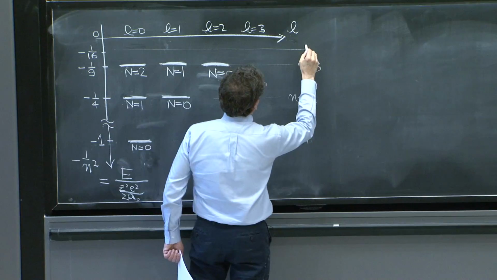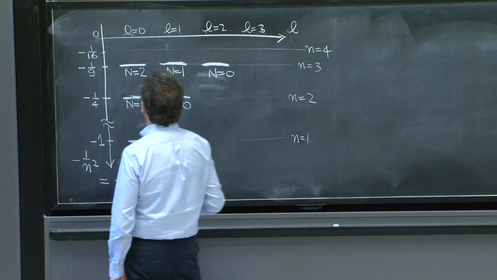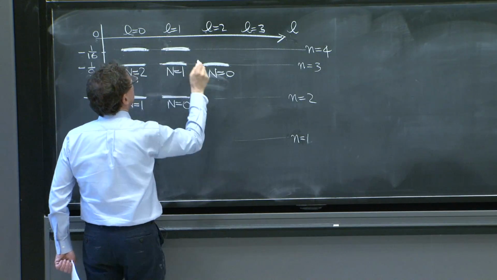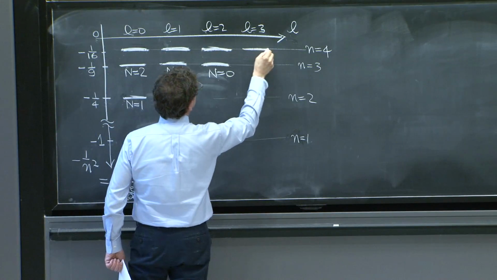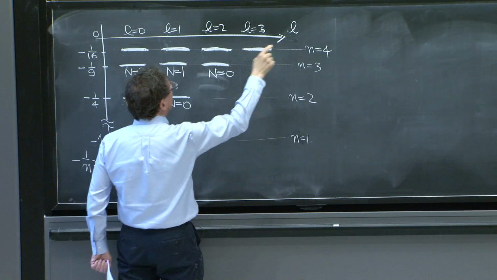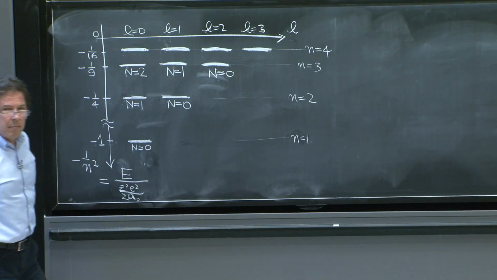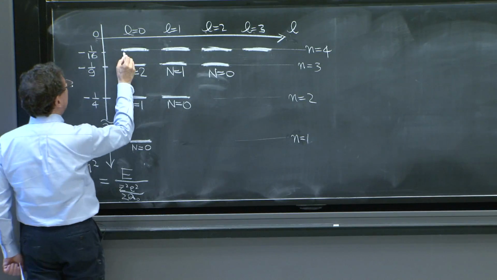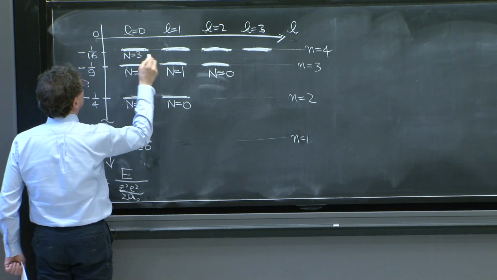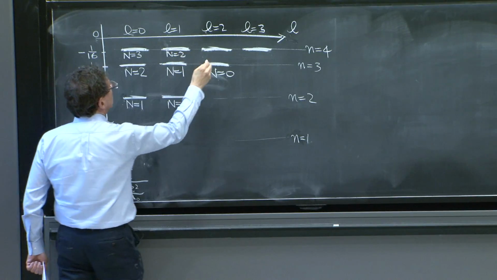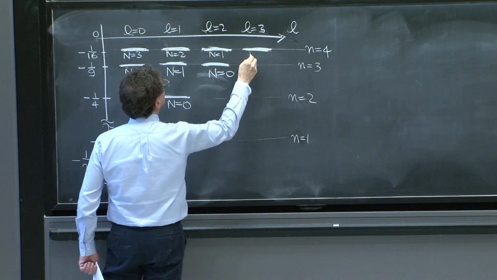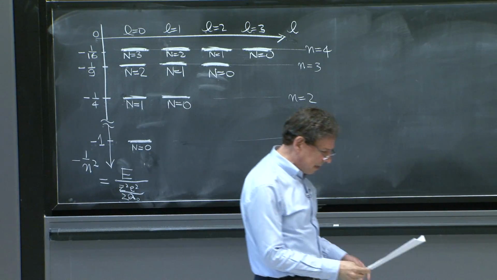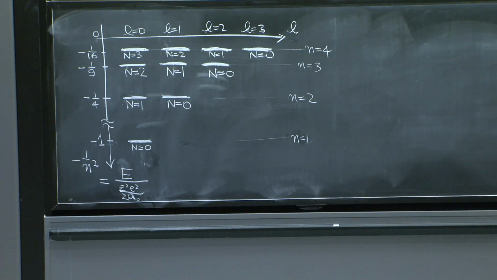Little n equals 4. And yes, there's a state for L equals 0, one for L equals 1, one for L equals 2, and this time we get to L equals 3. Each time you get one more L because L can go up to n minus 1. And what is capital N? Here it is 3, 2, 1, and 0. So this is your diagram. This is a very nice diagram.